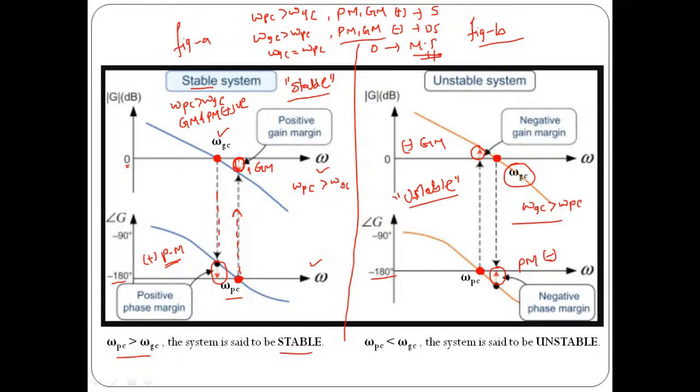As far as the Bode plot is concerned, this is how we can determine the stability of a system using the Bode plot technique. What is the concept of gain margin? What is the concept of phase margin? How can we obtain the gain crossover frequency? How can we obtain the phase crossover frequency? That is important.